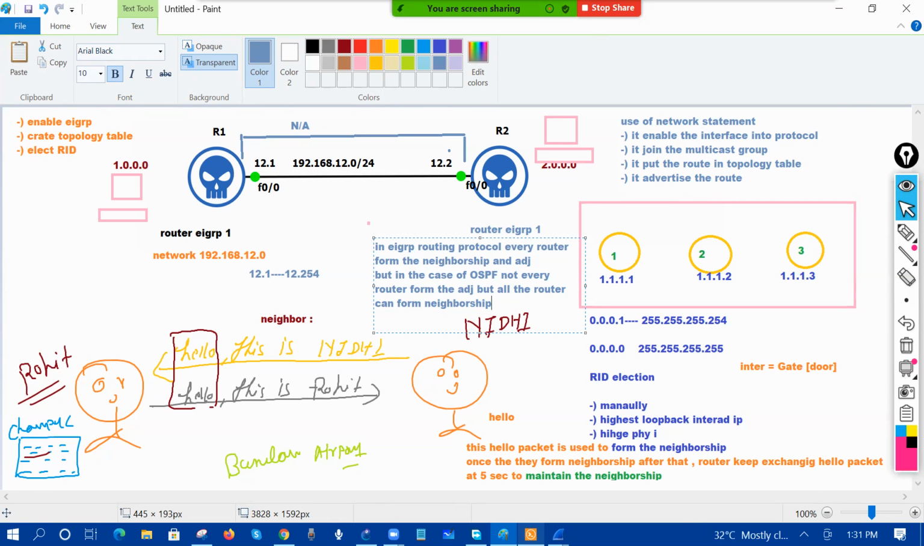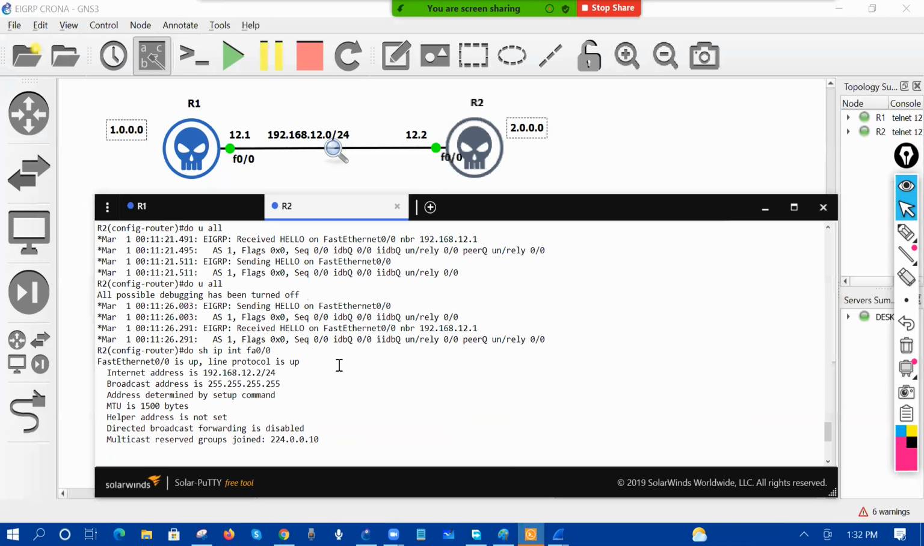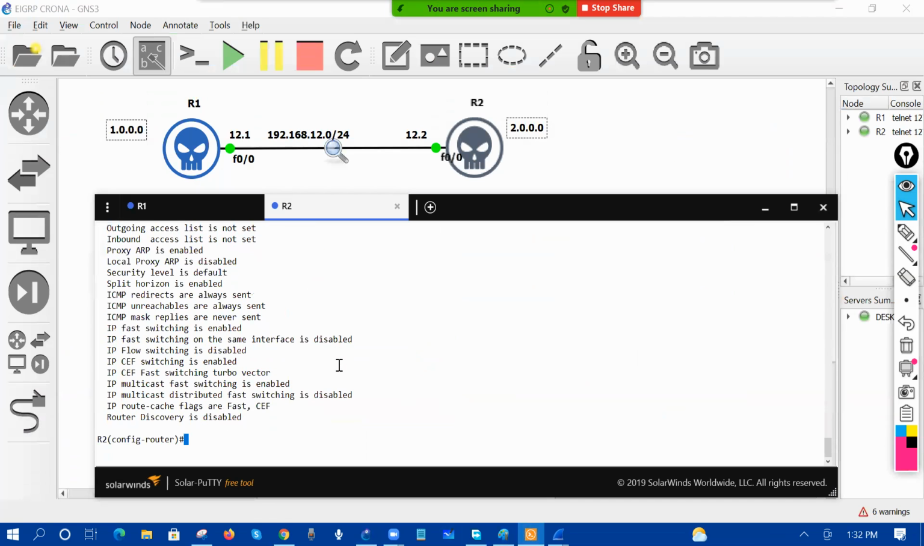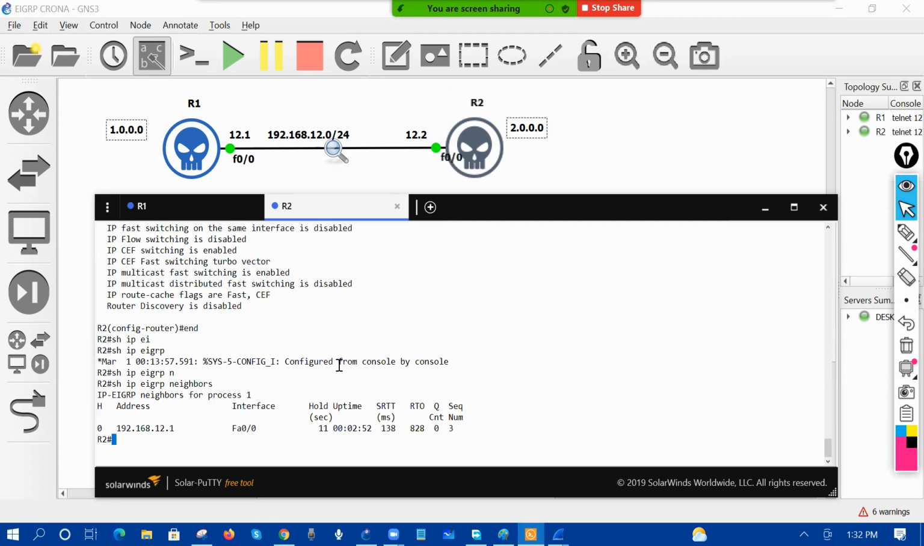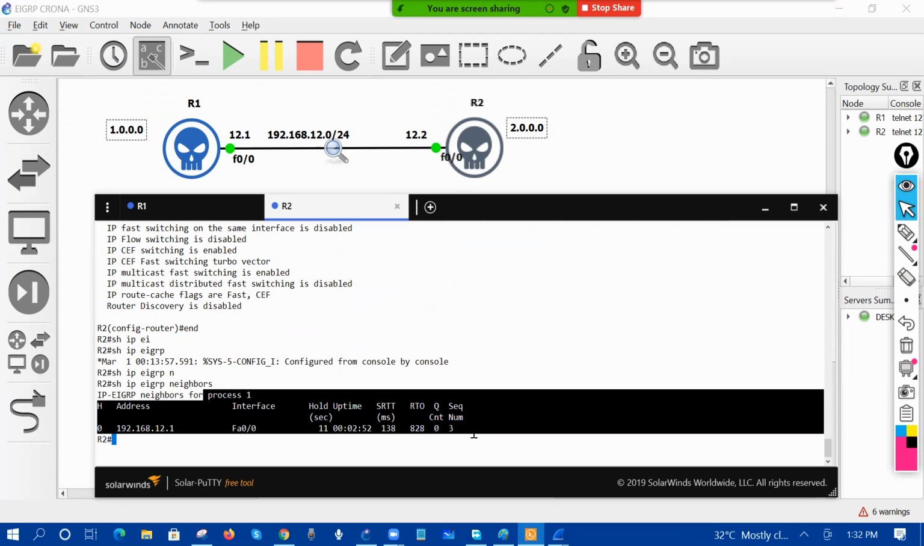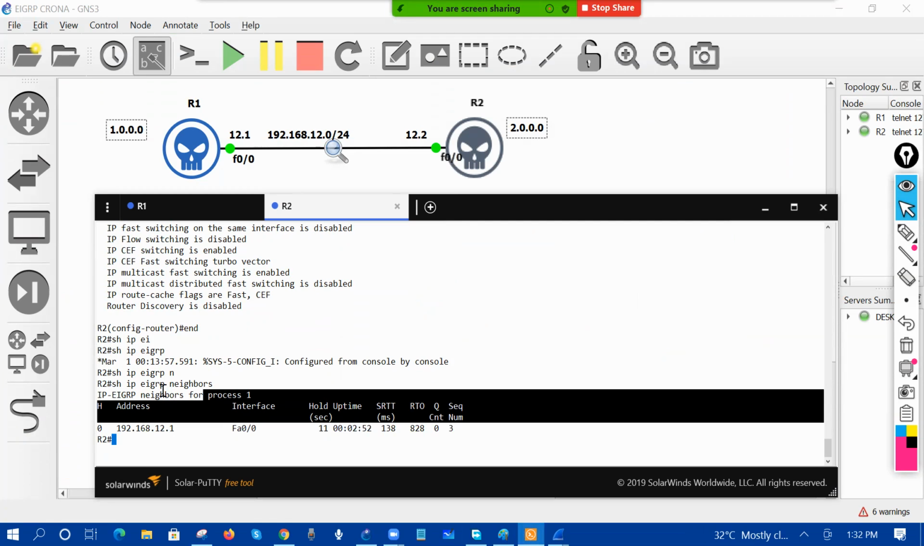And now if you see, I have an EIGRP neighborship. R2 has knowledge of R1, right? Don't worry about this part. All those things we are going to discuss, everything is there. I'm just trying to show you the basics, like how they are forming the neighborship.